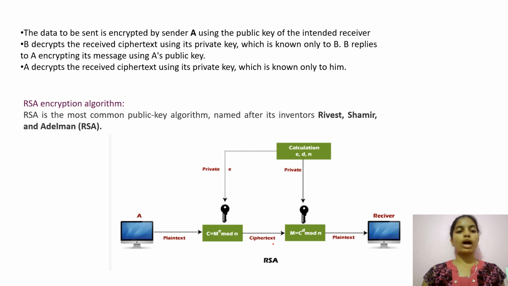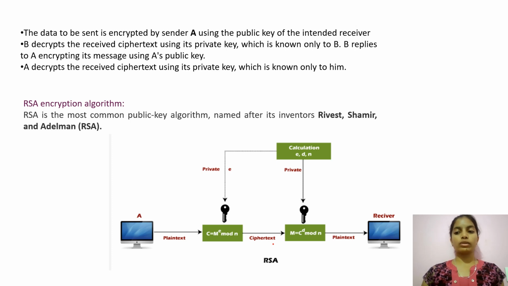Now we'll look into the RSA encryption algorithm. It is the most common public key algorithm, named after its inventors Rivest, Shamir and Adleman. Here the plain text is converted to the ciphertext using the public key, with the formula C is equal to M power E mod N. The ciphertext is converted back to the plain text using the private key, by calculating with D and N, with the formula M is equal to C power D mod N.